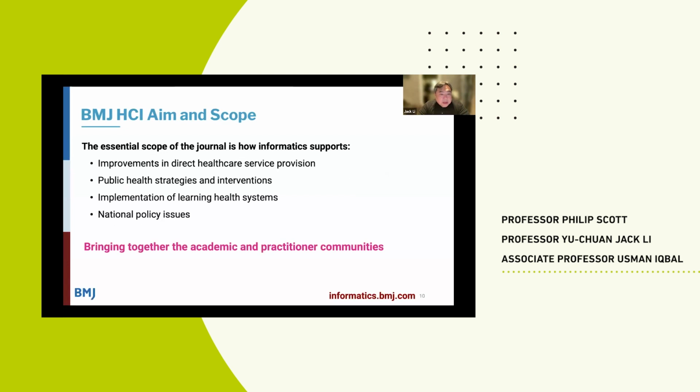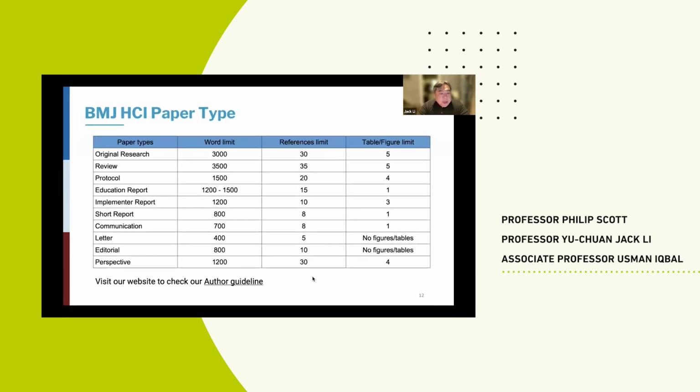These are the essential scope: the improvement in direct healthcare service provision, public health strategies, interventions, implementations of learning health systems, and national policy issues. But of course, these will be relevant to information technology as well. So far, we have 10 different paper types to accommodate all kinds of submissions. As a potential reviewer, you're going to receive manuscripts submitted for different paper types.